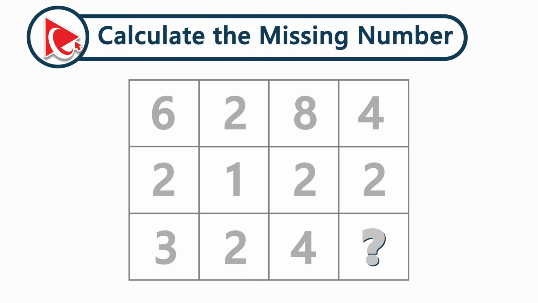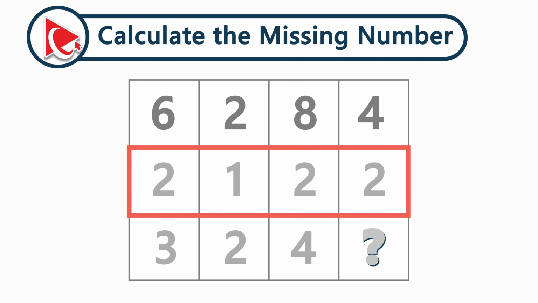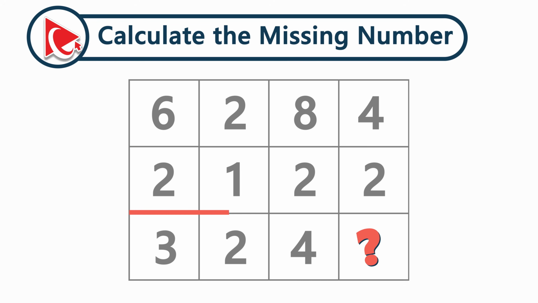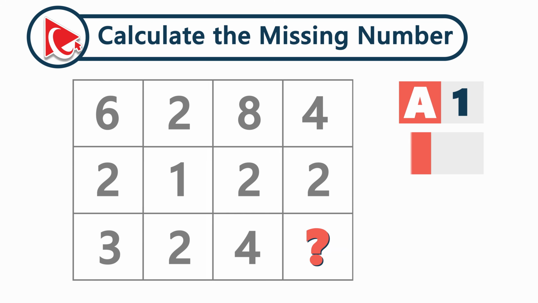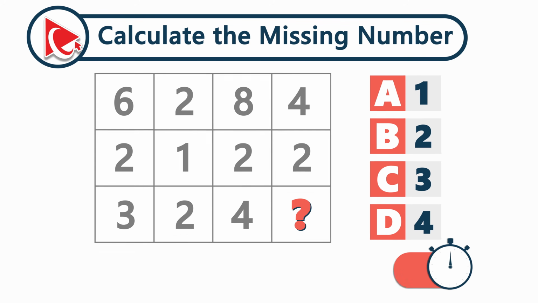Consider the 3x4 matrix. The first row in the matrix has numbers 6, 2, 8, and 4. The second one has numbers 2, 1, 2, and 2. And then the third row has numbers 3, 2, 4, and then comes the missing number, which you need to calculate and select your answer out of 4 possible choices: A, 1; B, 2; C, 3; or D, 4. Can you try to solve it on your own and choose the right answer?